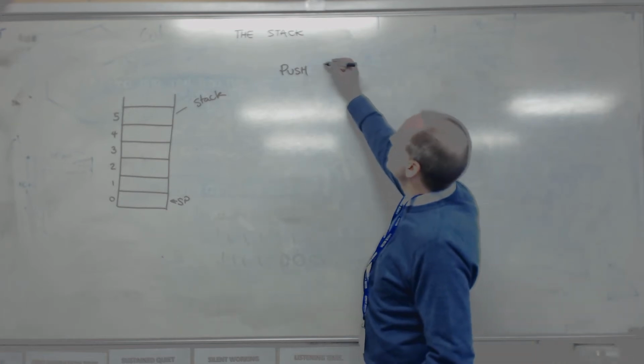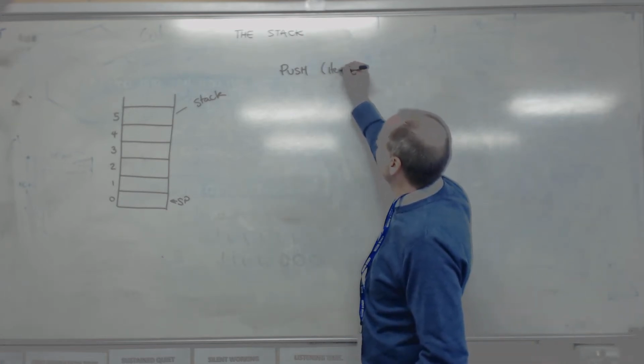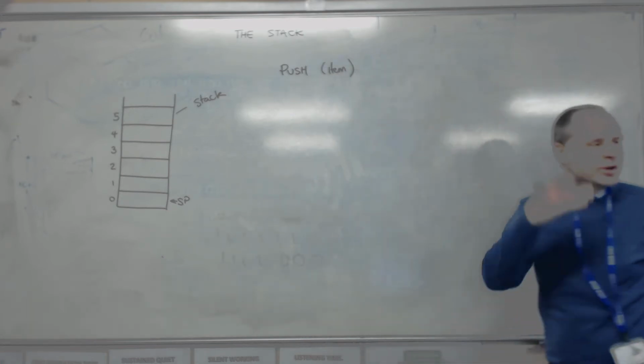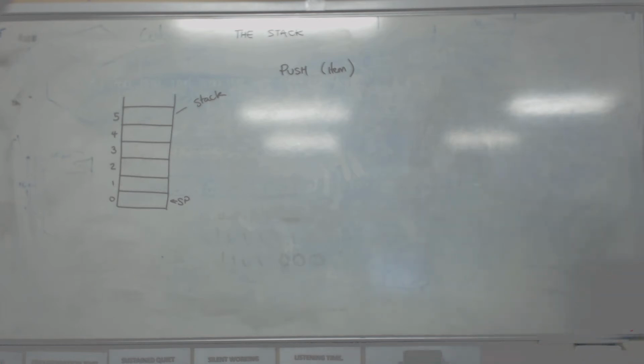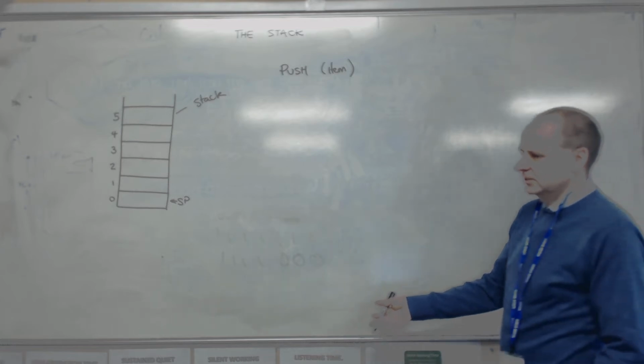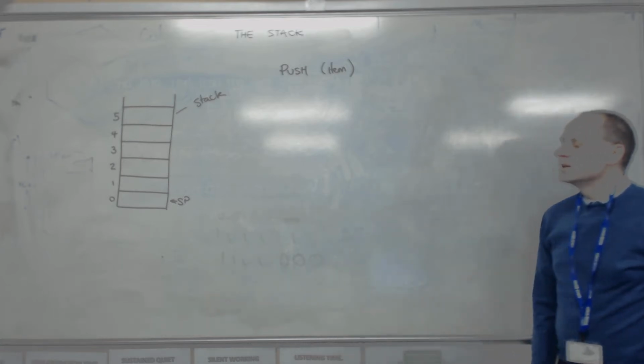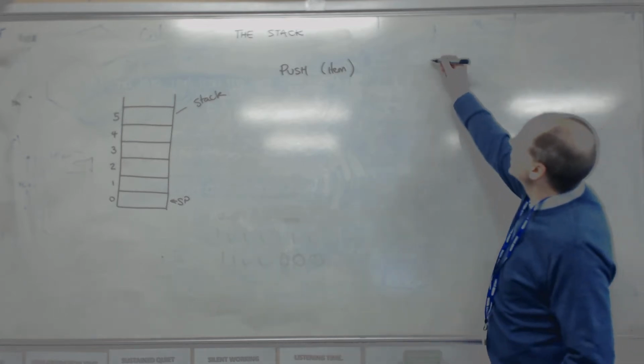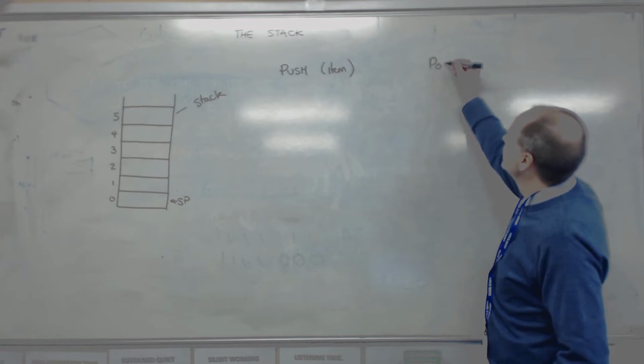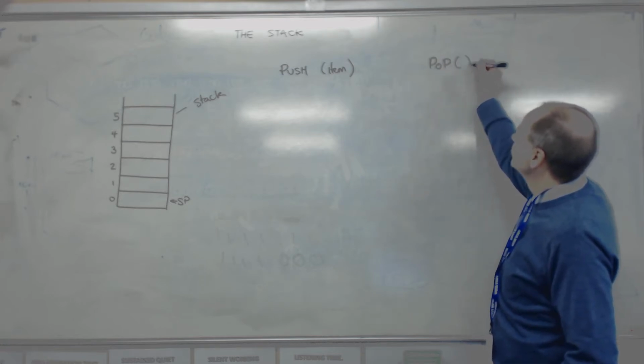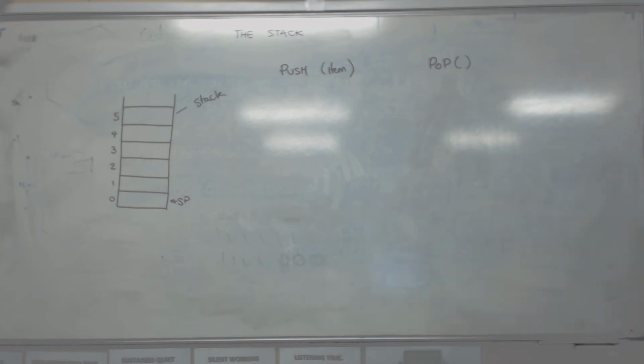So if we were to write this as a procedure, so we're just doing pseudocode here, we'd want to push an item onto the stack. Something we want to save. That's what a stack's for, it's for saving stuff. Okay. To remove something, we call it pop. Doesn't need a parameter, we just return whatever's on the stack. It's a function.